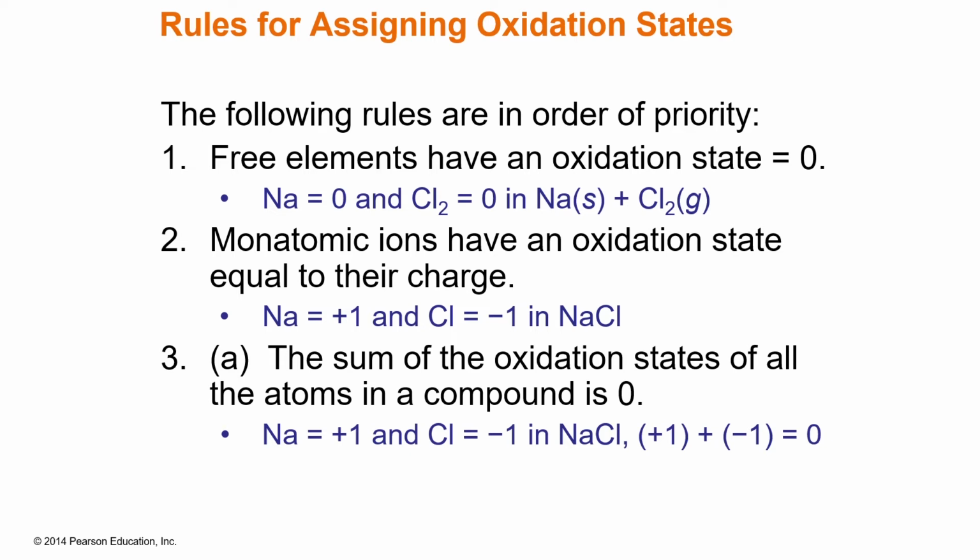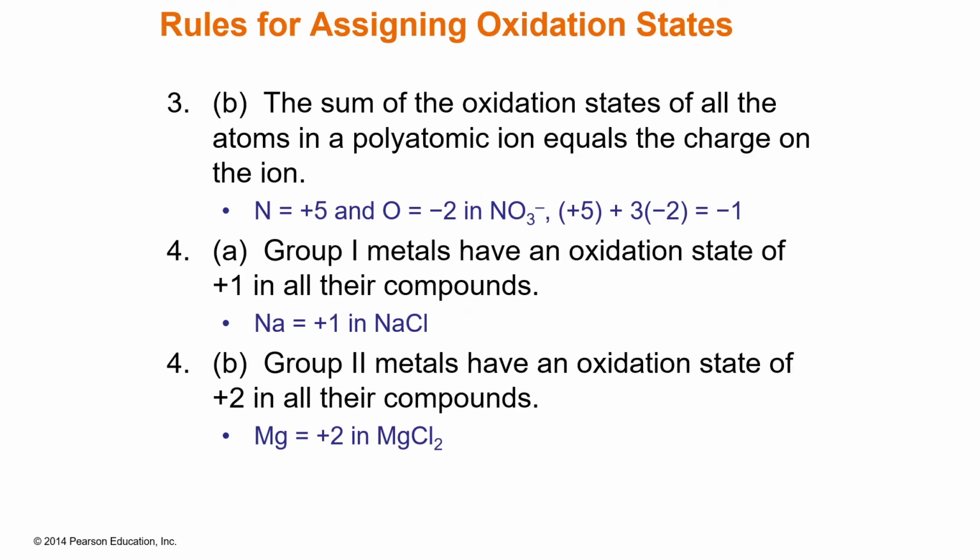We can sometimes do a little sidebar to this. Let's call it rule 3b, and that is that the sum of the oxidation states of the atoms in a polyatomic ion would equal the charge on the ion. So let's say we have in the polyatomic ion nitrate, NO3, with a -1 charge.